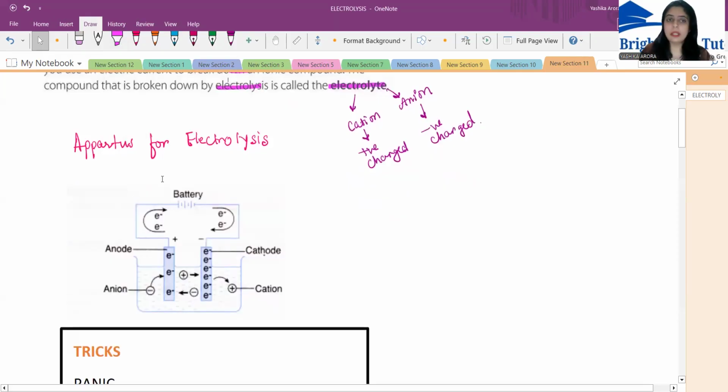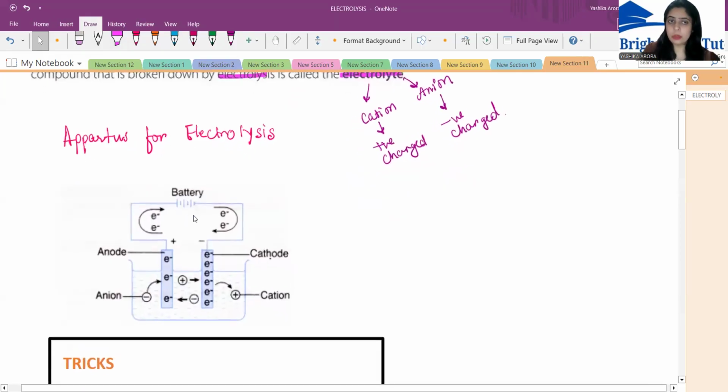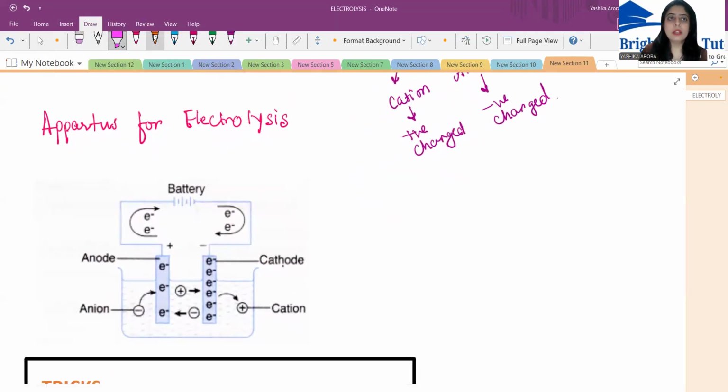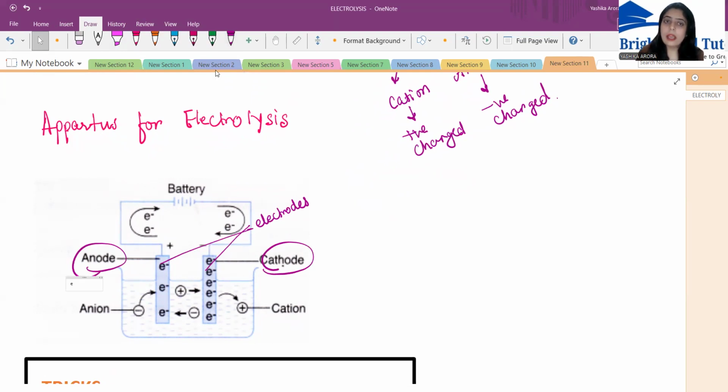So next is the apparatus for electrolysis. If I look at the apparatus, what I have got is a beaker. I have two electrodes connected to a wire. The wire is connected to a battery. That's it. These are my electrodes. Electrodes are of two types, cathodes and anodes.